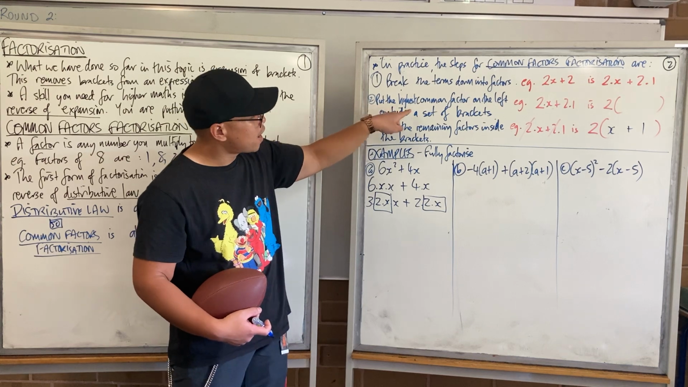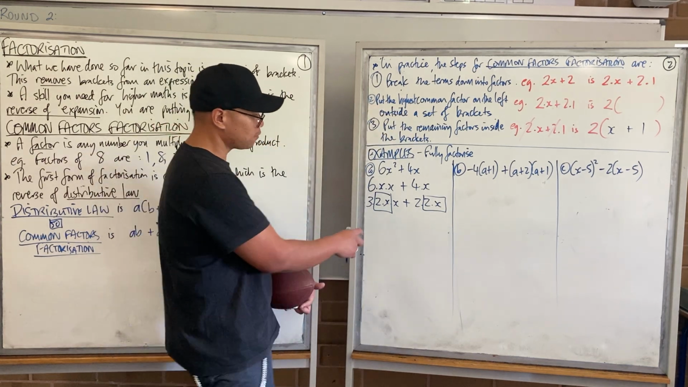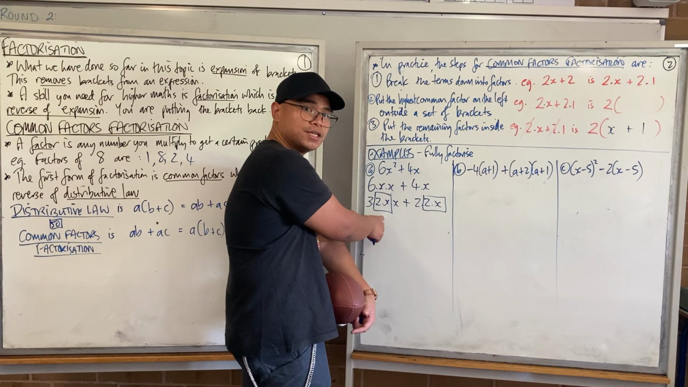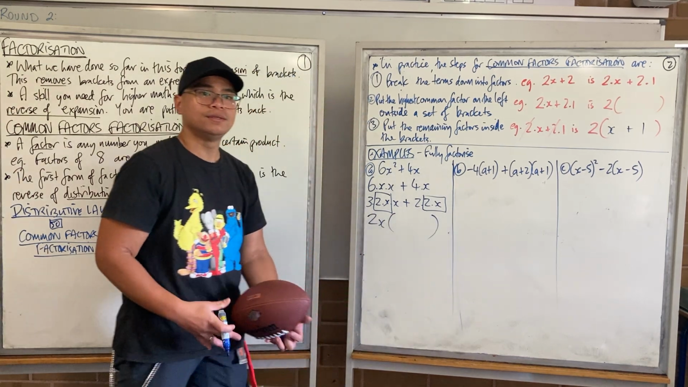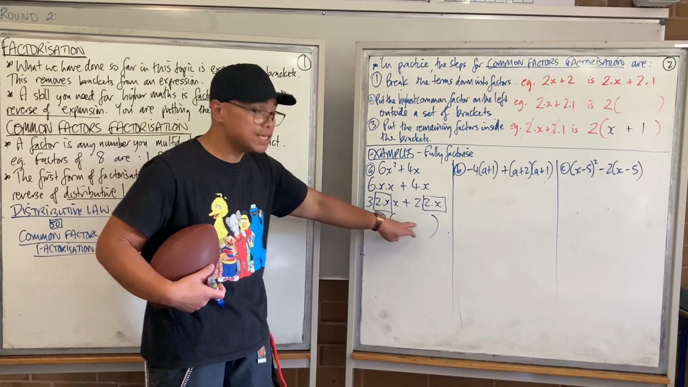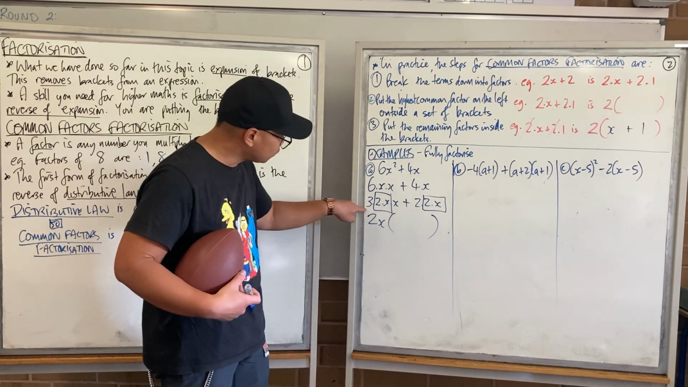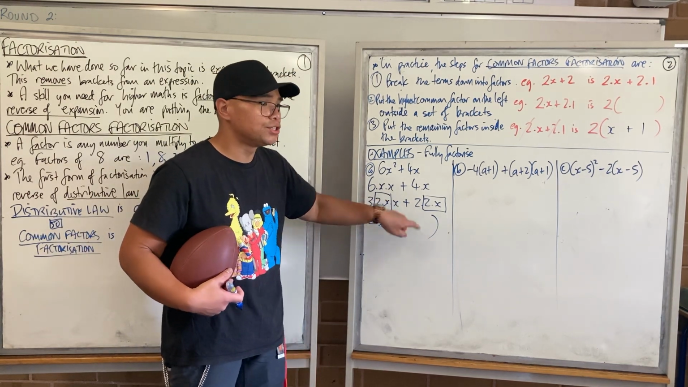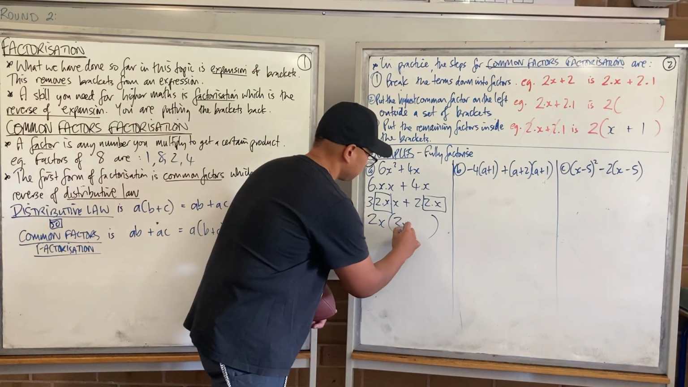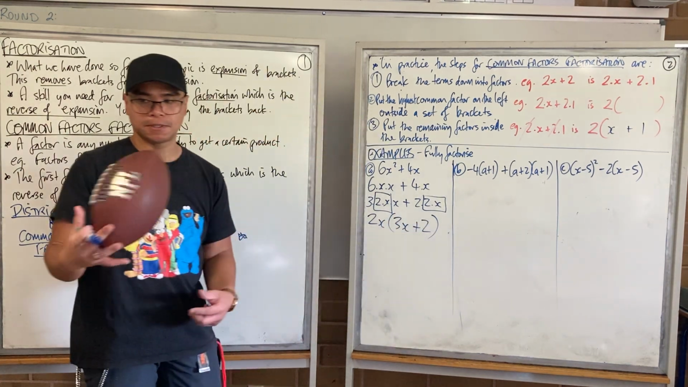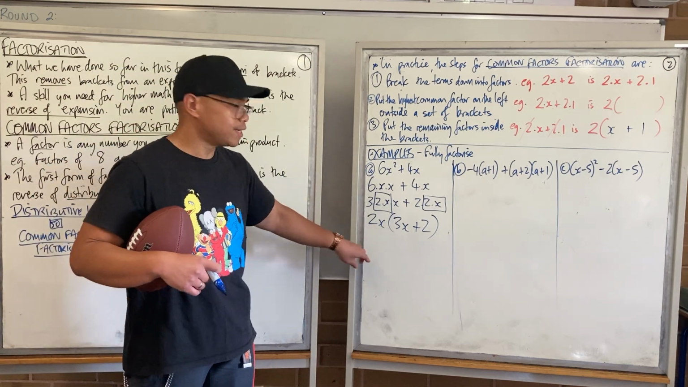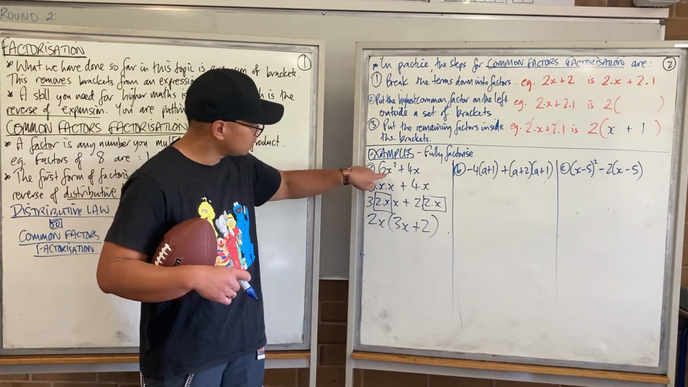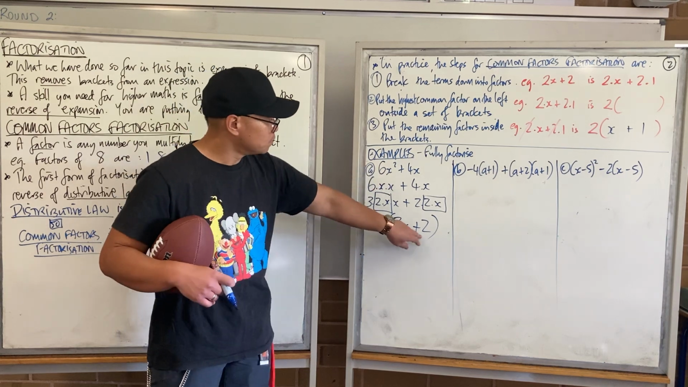Step 2, put the highest common factor on the left outside of a set of brackets. What did we identify the biggest chunk is? 2x. Empty brackets. So what goes into the brackets? Whatever's left over, 3x add 2. That's factorization. If you ever want to check that that's correct, expand it again. What's 2x times by 3x? 6x squared. What's 2x times by 2? 4x.